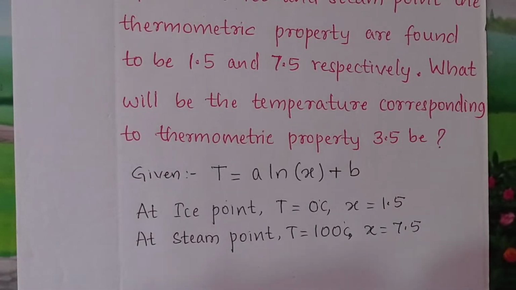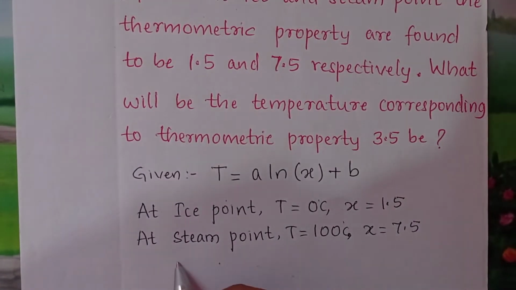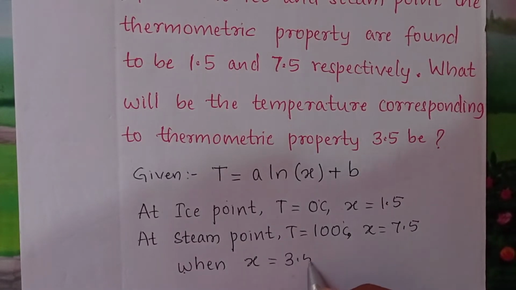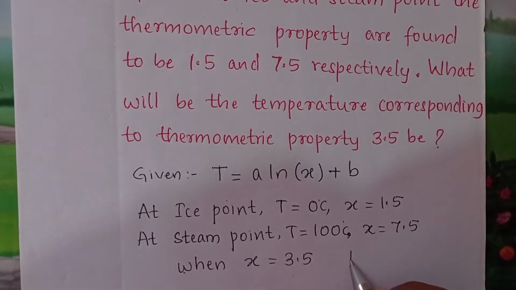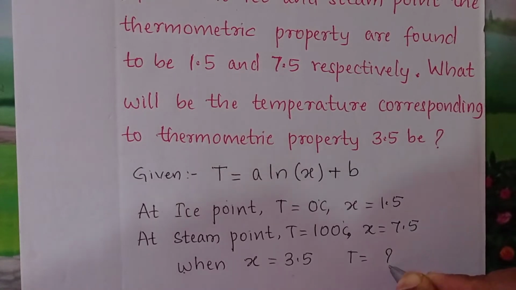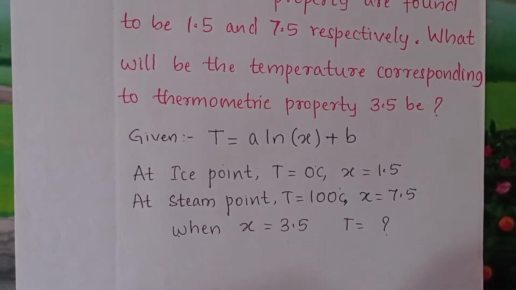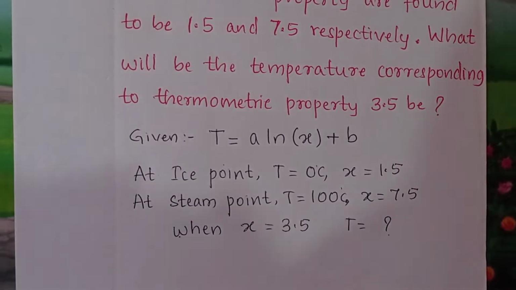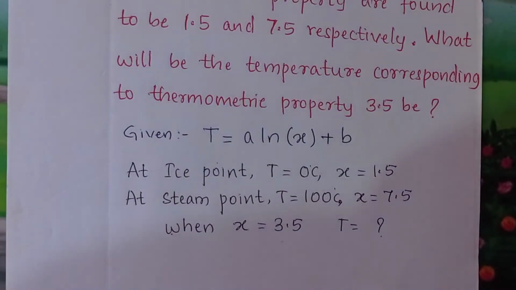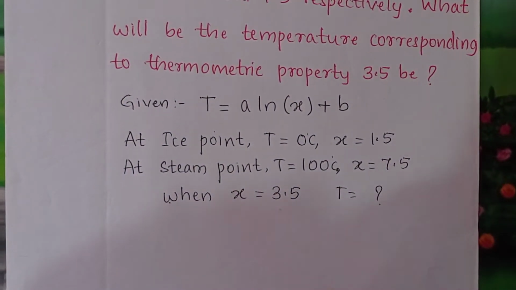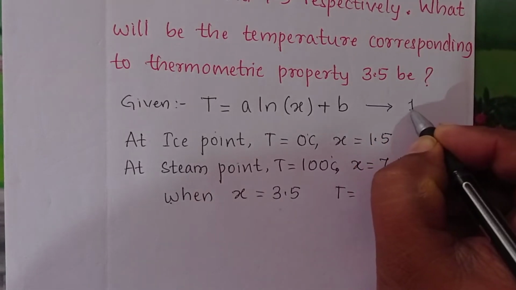So we need to find out when x is equal to 3.5, what is the value of t. So we need to find out the value of t when x is equal to how much? 3.5. So now let us substitute these two values in equation 1. So this is equation 1.